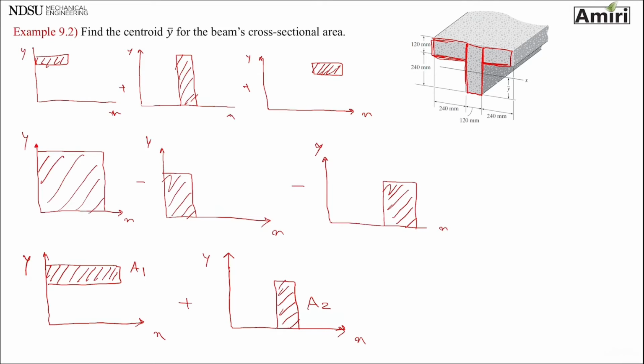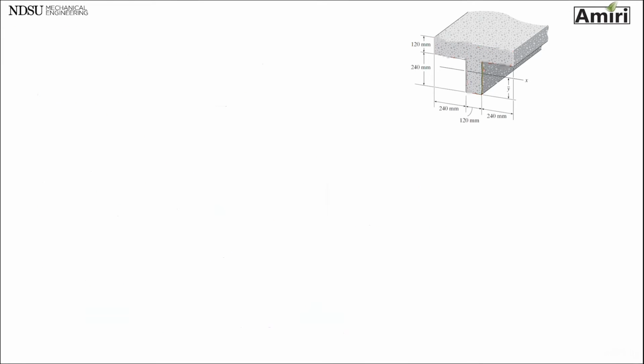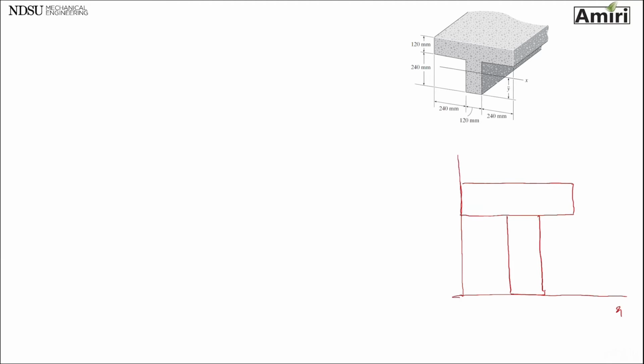Okay, so this is the route I'm going to take. So let's see. I'm going to draw it here a little bit better. Let's just take the y-axis, be right there. Doesn't matter, because we're looking for y bar, the distance to x-axis. So how much this goes up. All right, let's call this area 1. Let's call this area 2.